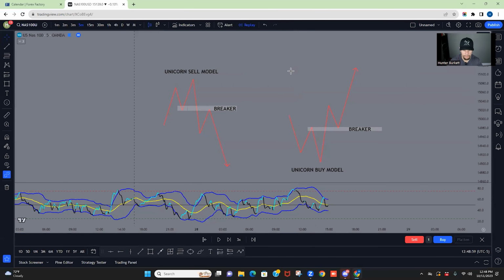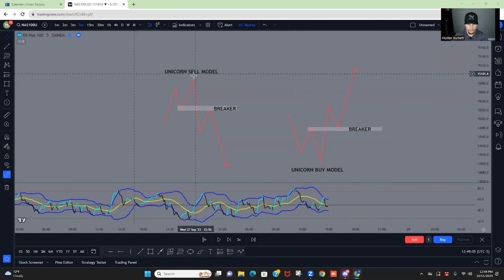And I want to share my screen. All right, we're on TradingView here. I'll leave myself in the corner right here. Guys, here's a unicorn sell model. What this setup is: an expansion up, down, creates a high, comes up, sweeps that high, and then we displace down, and then we return to the middle of this low here, and this is a breaker. In a sell model, it will be the last down candle before the move up to sweep the high.